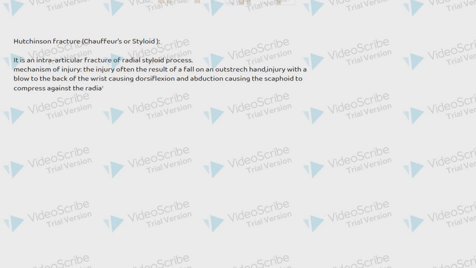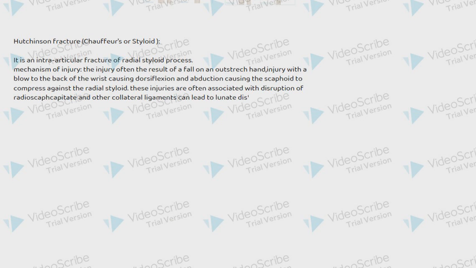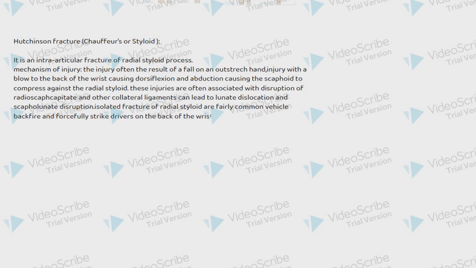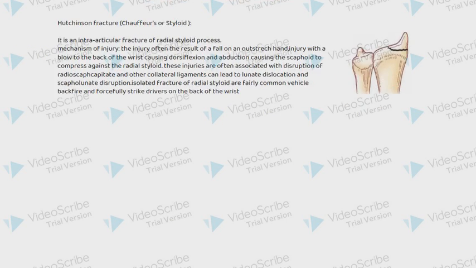These injuries are often associated with disruption of the radioscaphocapitate and other collateral ligaments, and can lead to lunate dislocation and scapholunate disruption. Isolated fractures of the radial styloid are fairly common when vehicles backfire and forcefully strike drivers on the back of the wrist. Complications include scapholunate dislocation, osteoarthritis, and ligamentous damage.